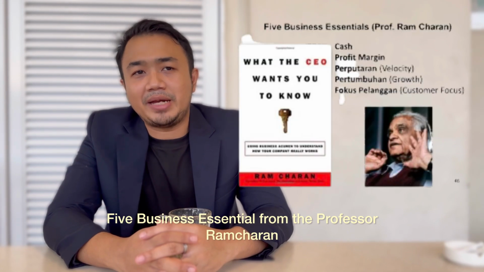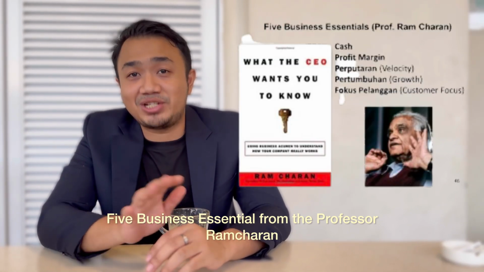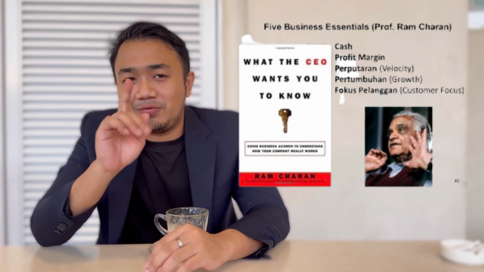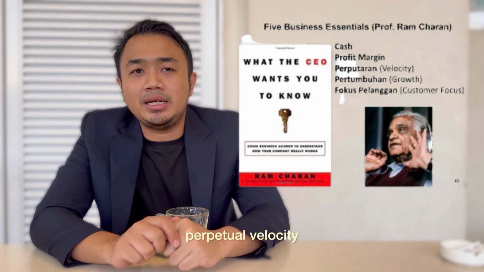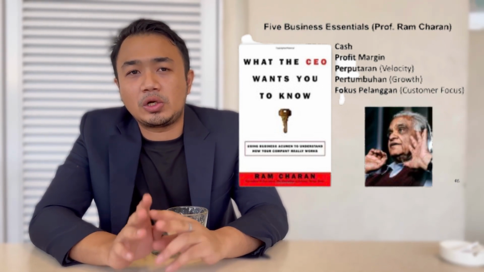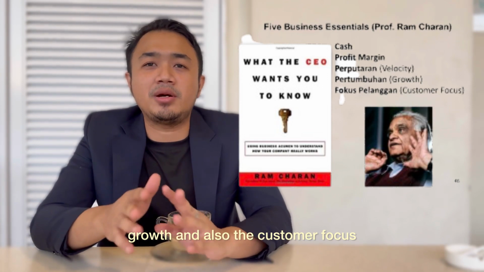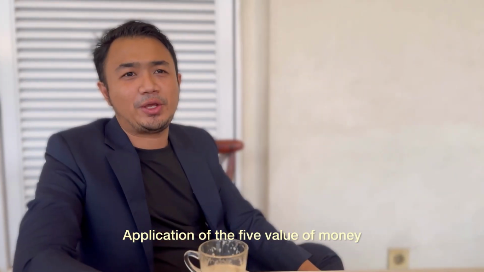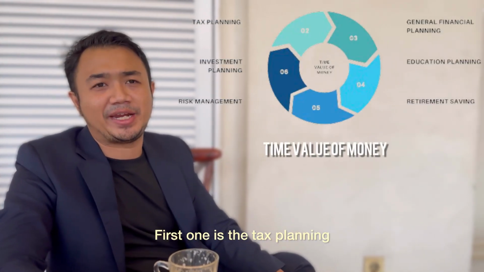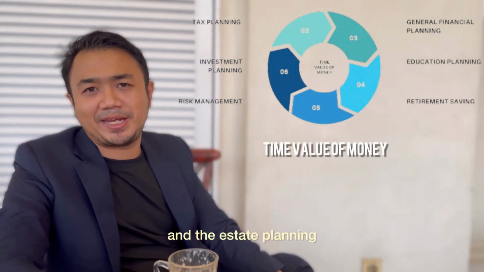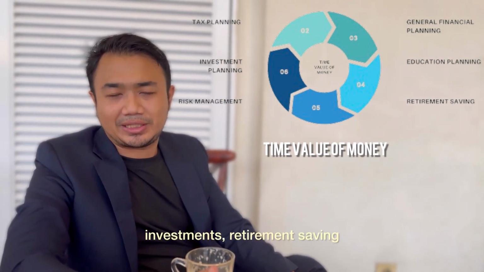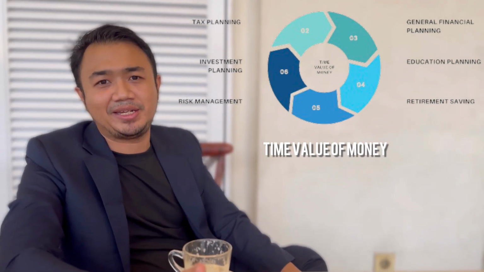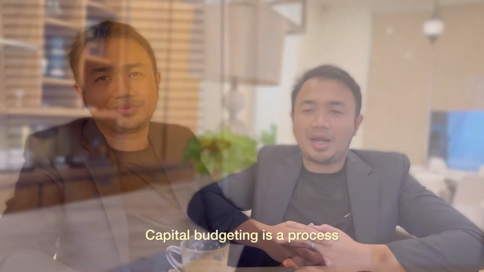Five business essentials from Professor Ramcharan: the first one is the cash profit margin, perpetual velocity, growth, and also the customer focus. Applications of the time value of money, there are several. First one is tax planning and estate planning, risk management and insurance, investments, retirement savings and income planning, and others. Capital budgeting.